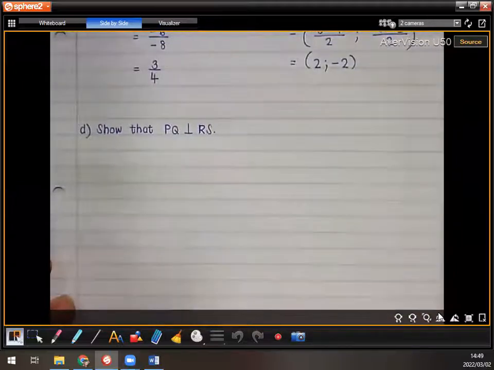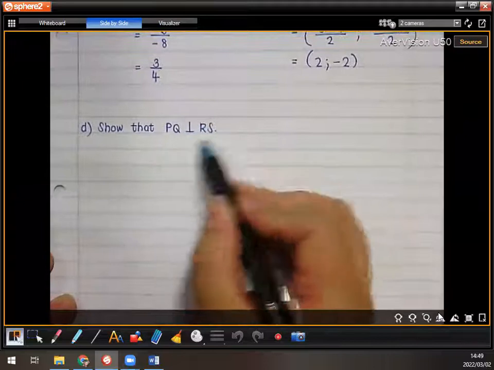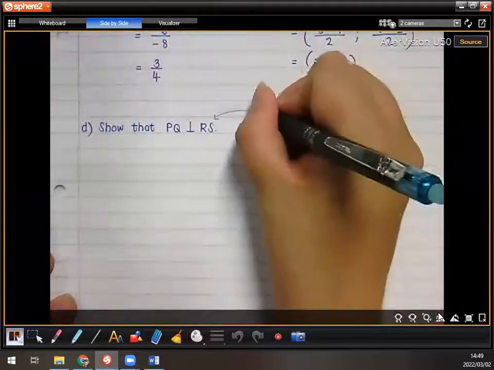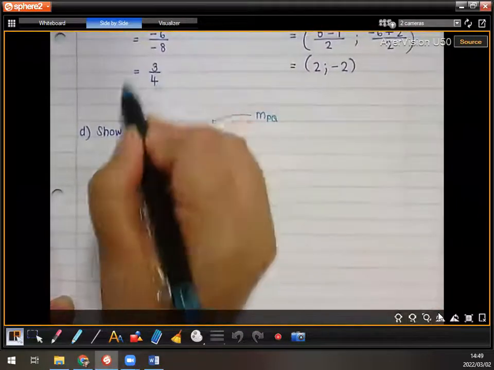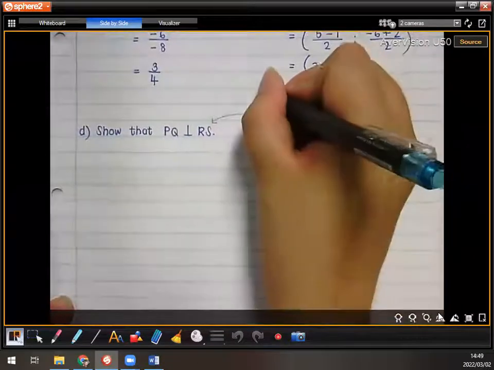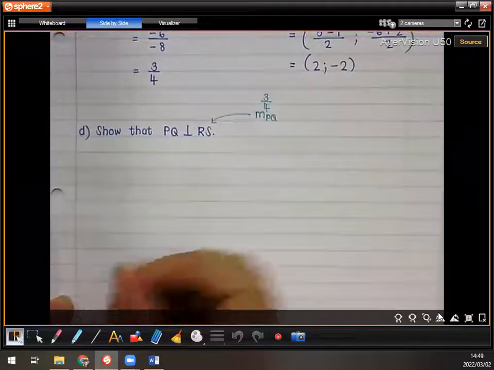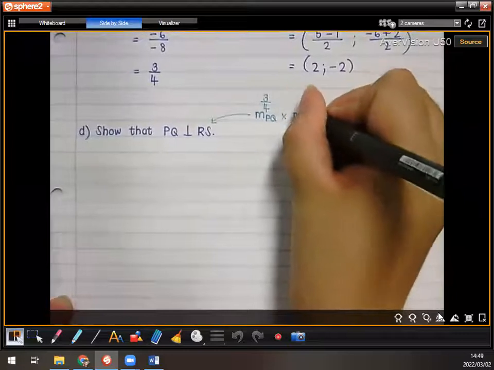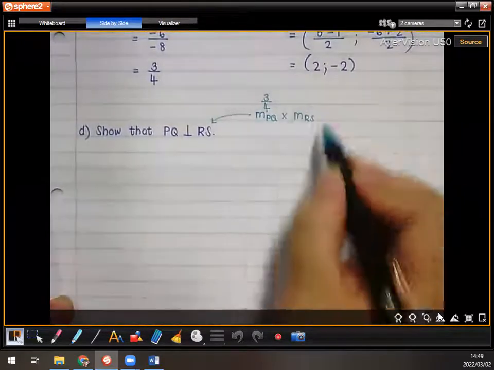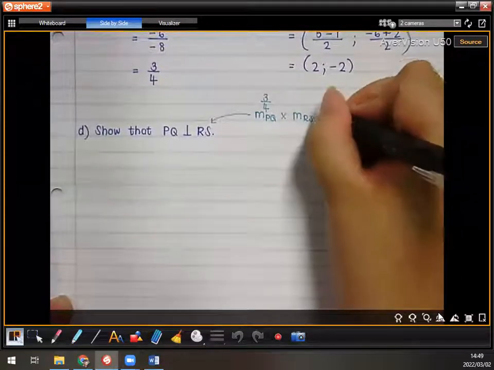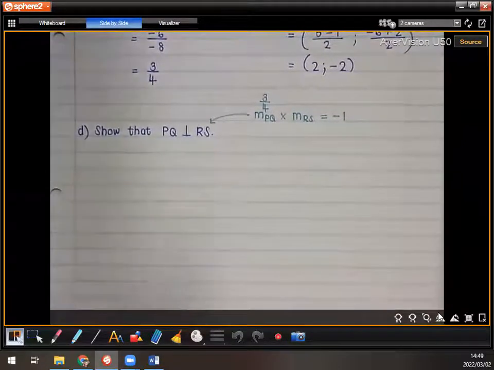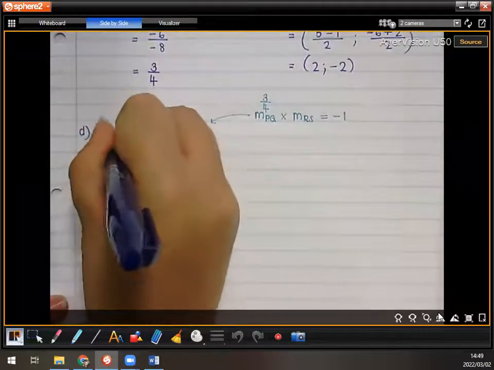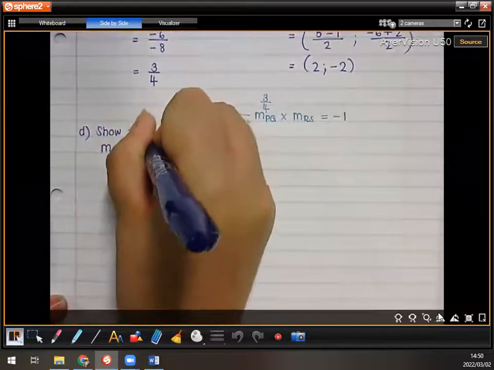Now you need to remember the method when we have to do that, right? To show that two lines are perpendicular, you have to show that the gradient of PQ, which we already calculated in A, that was 3/4, so we actually have that already, multiplied by the gradient of the other line, RS in this case, which we haven't calculated so we're going to have to work that out, is equal to -1. Okay, we can show that and we can say that the lines are perpendicular. So I'm just going to write down here that the gradient of PQ we already calculated was 3/4.